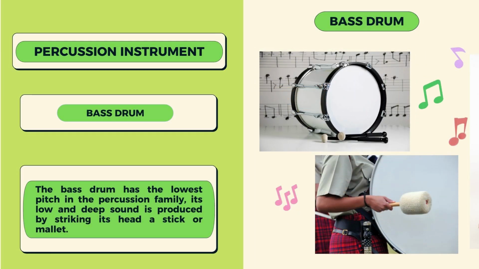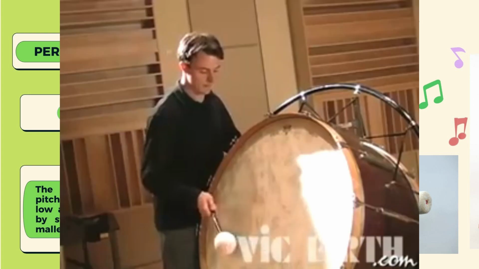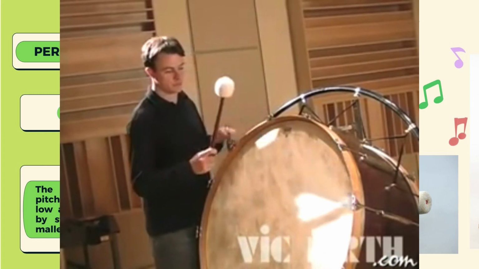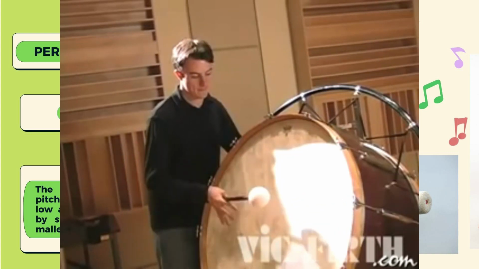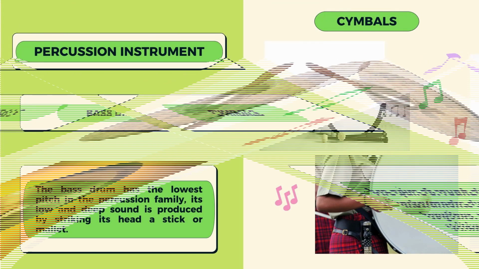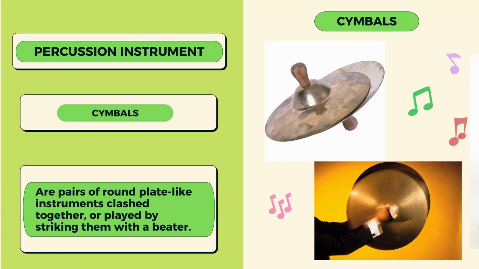Bass drum. The bass drum has the lowest pitch in the percussion family. Its low and deep sound is produced by striking its head with a stick or mallet. Cymbals are pairs of round plate-like instruments clashed together or played by striking them with a beater.